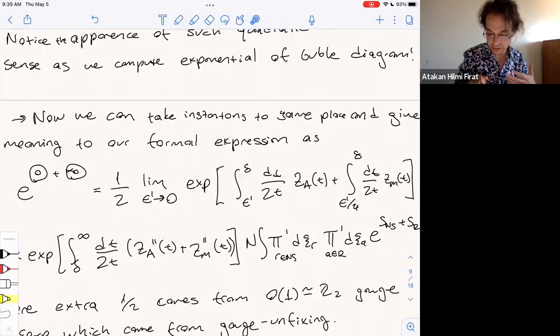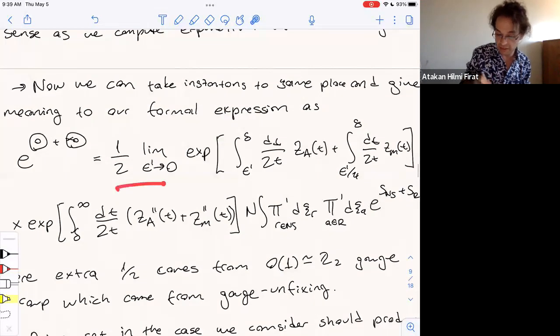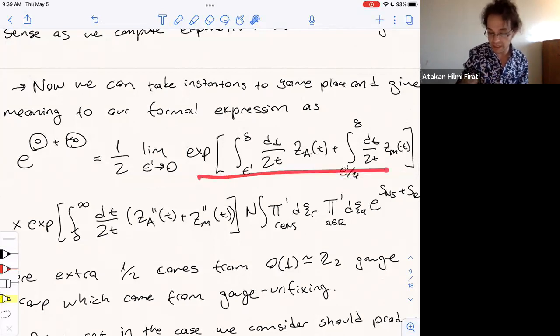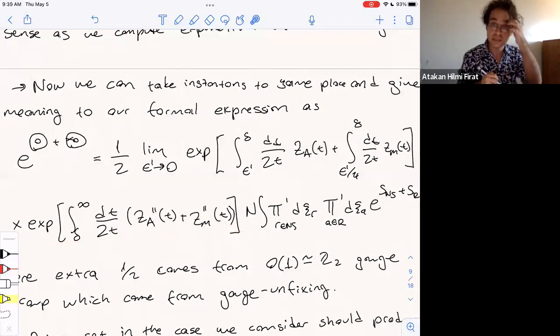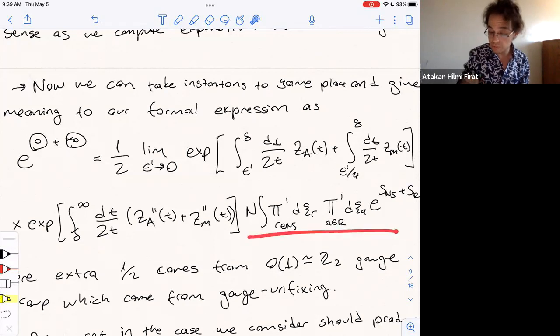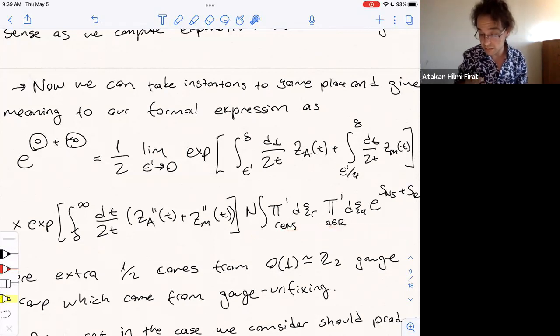Now we can take the instanton to the same place, that is, remove the deformation on those boundary conditions, and give meaning to our formal expression like this. That is, I had this t goes to 0 part, I added that back. I have this double prime set that I separated earlier. And then I will interpret this part as a measure coming from string field theory.